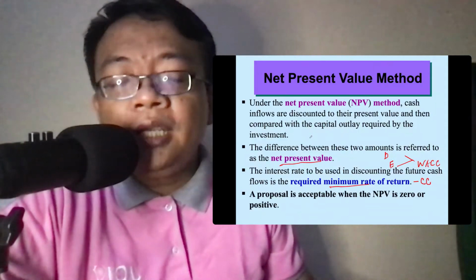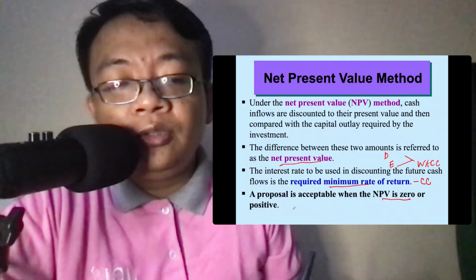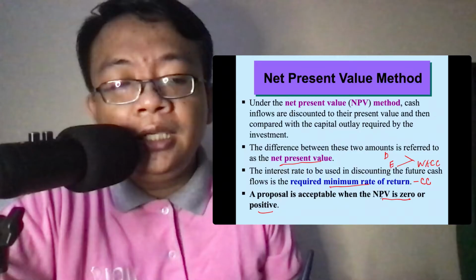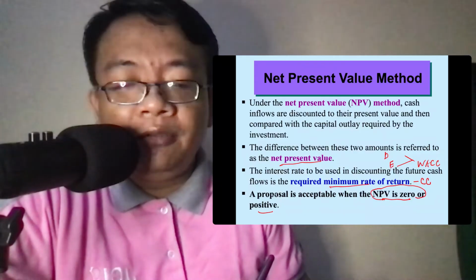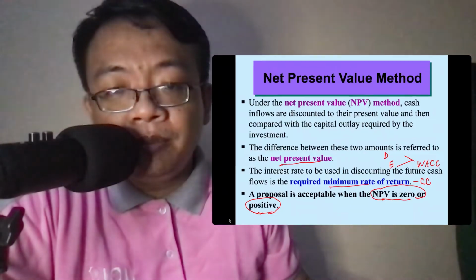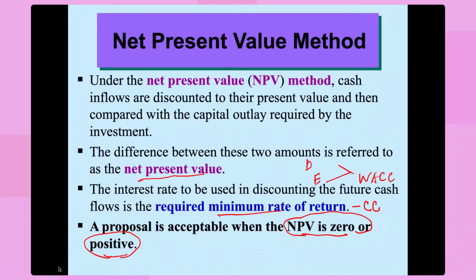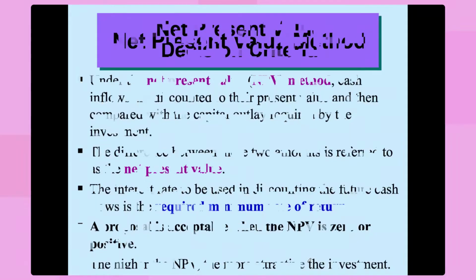By the way, to be accepted as part of the NPV, NPV should be 0 or it should be positive. Take note, to be accepted, the proposal in your capital budgeting or in your net present value should be 0 or positive. The higher the NPV, common sense, of course, the more attractive is your investment.